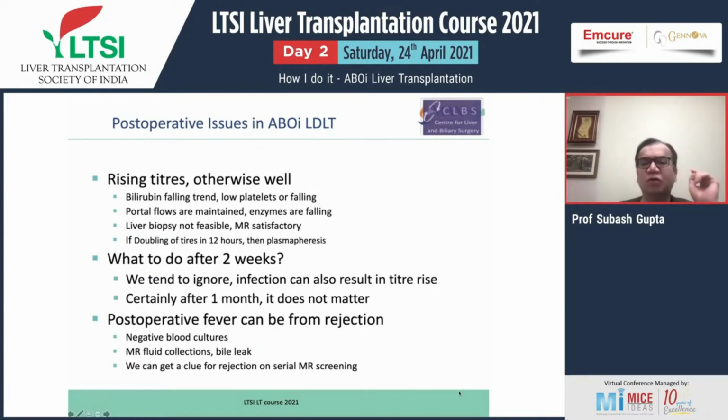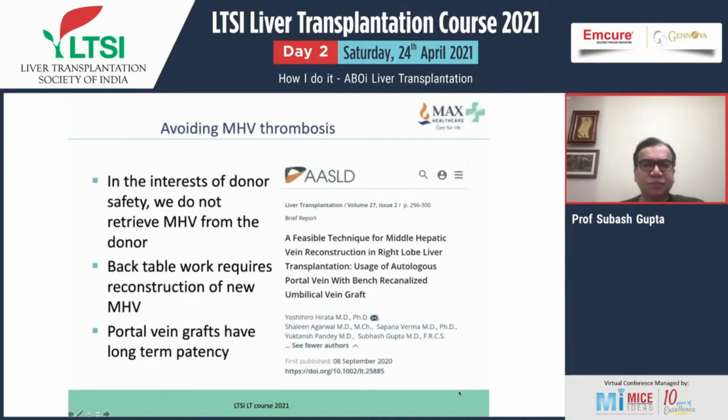What to do after 2 weeks? We tend to ignore the titer values after 2 weeks and usually adjust immunosuppression. And certainly after 1 month, it does not matter. Post-operative fever can be from rejection, and negative blood cultures are important. MR fluid collections with bile leak will give you a clue. And we use the MR findings to decide what is to be done, because in our center, the biopsy reports typically take more than 48 hours to come.